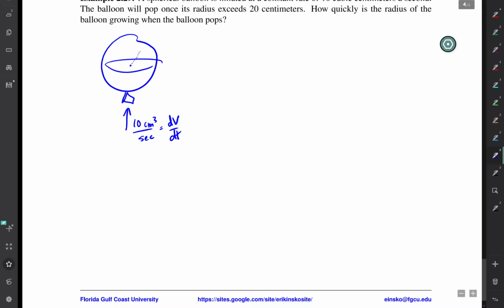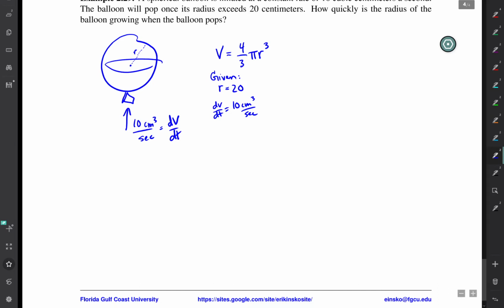So we want to relate the radius to the volume. And if you remember your formulas from geometry, the volume of a sphere is equal to 4/3 pi r cubed. So we're going to use this to relate dV/dt to dr/dt. We're given that r is equal to 20 when the balloon pops, and we know that dV/dt is always 10 cubic centimeters a second, and we're looking for dr/dt.